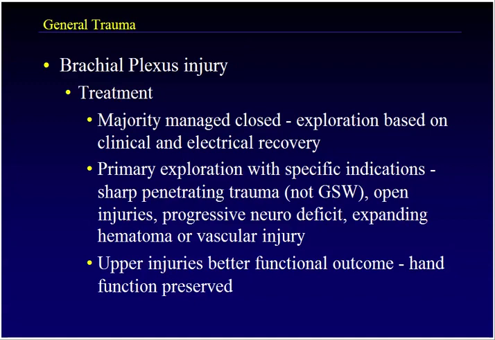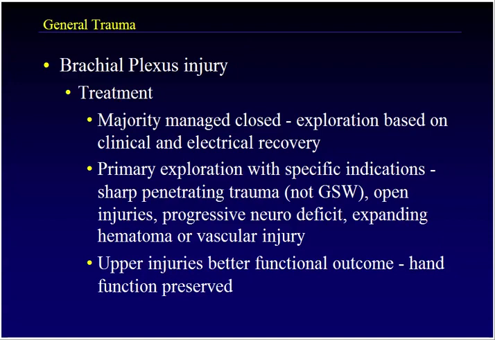Open fractures or open injuries in the shoulder clavicular region, and patients that have progressive neurologic deficit that could potentially have an expanding hematoma or some sort of vascular injury, those would be definite indications for exploration of the plexus. And remember that upper plexus injuries generally have a better functional outcome because that leads to preservation of hand function, and that's most important, as most of the function derives from the lower portion of the plexus.